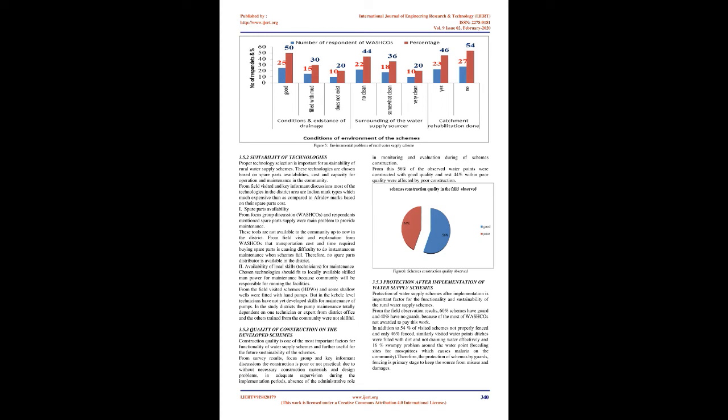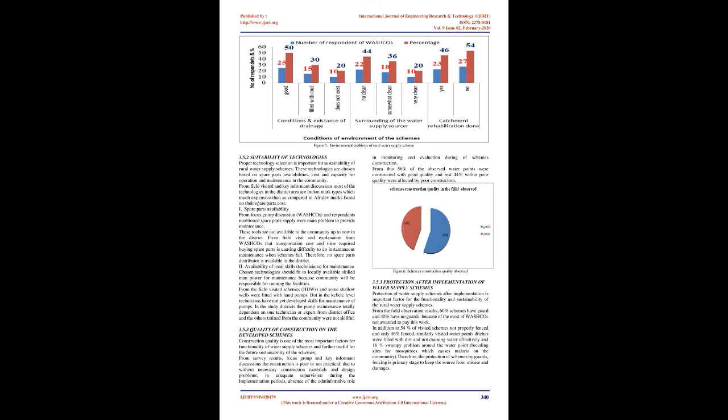3.5.3 Quality of construction on the developed schemes. Construction quality is one of the most important factors for functionality of water supply schemes and further useful for the future sustainability of the schemes. From survey results, focus group, and key informant discussions, the construction is poor or not practical, due to lack of necessary construction materials, design problems, inadequate supervision during the implementation periods, and absence of the administrative role in monitoring and evaluation during scheme construction. From this, 56% of the observed water points were constructed with good quality, and the remaining 44% were of poor quality, affected by poor construction. Figure 6, Schemes construction quality observed.